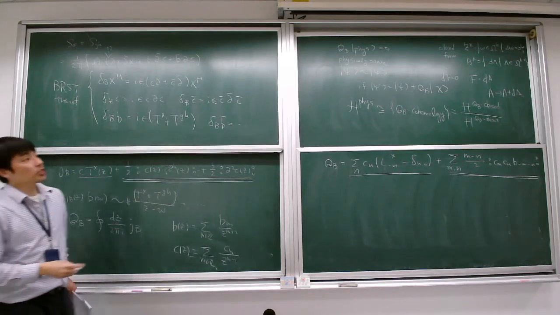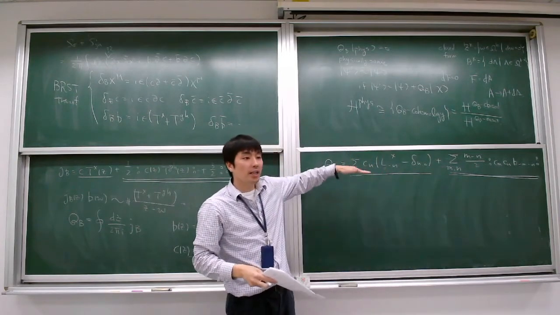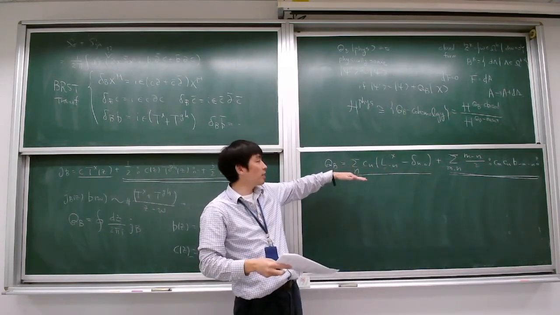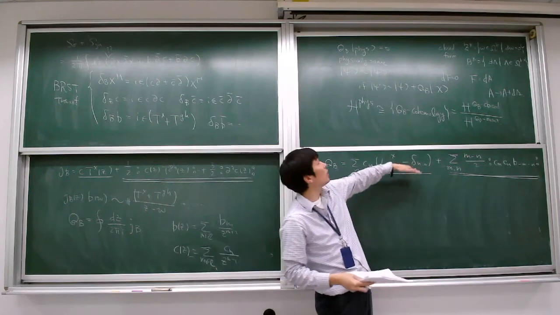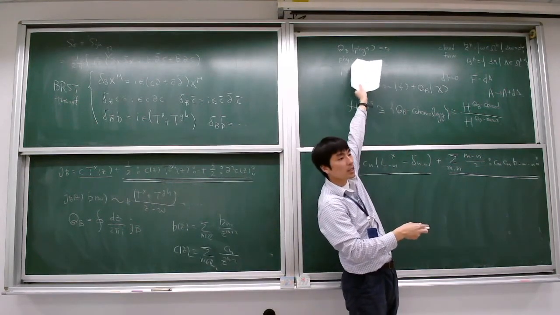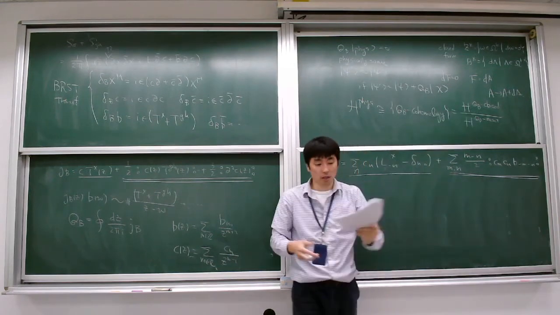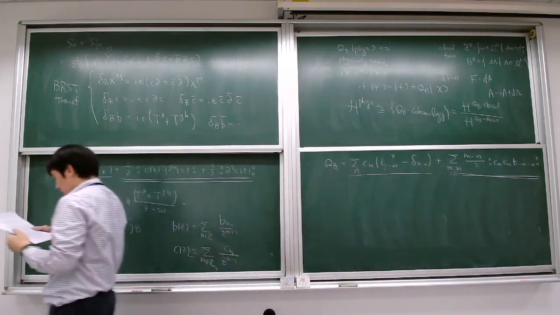So as I mentioned, the reason why I did this mode expansion and wrote down Q_B as modes is that we need to impose the physical state as a Q_B cohomology. It's annihilated by Q_B.